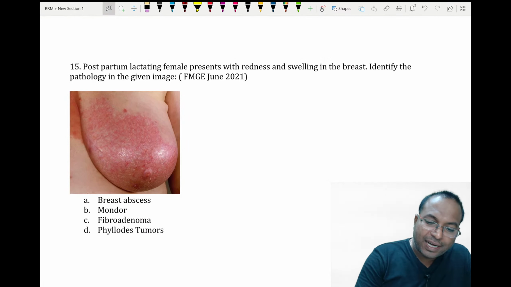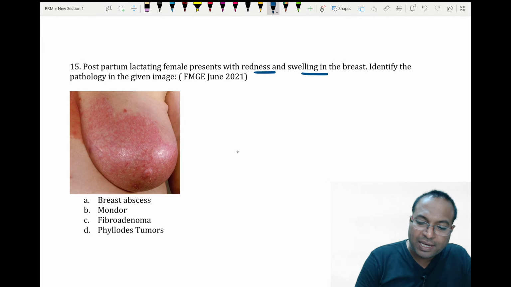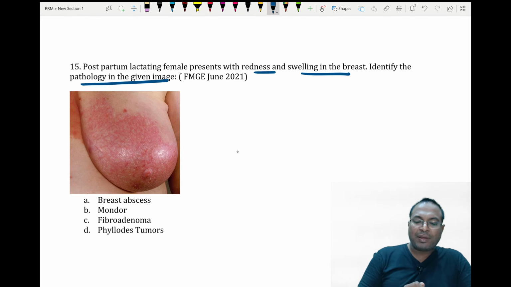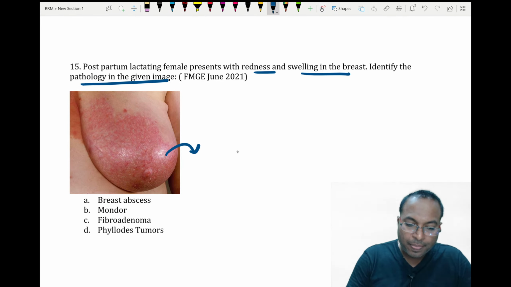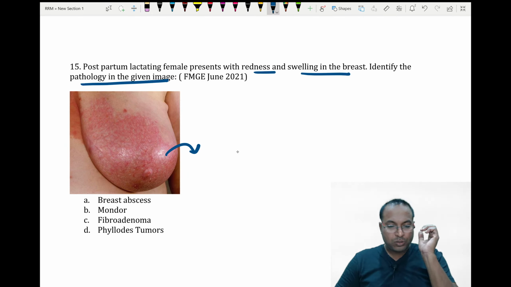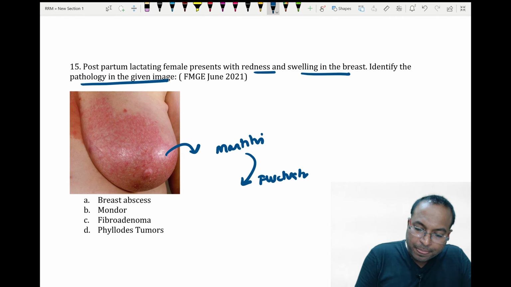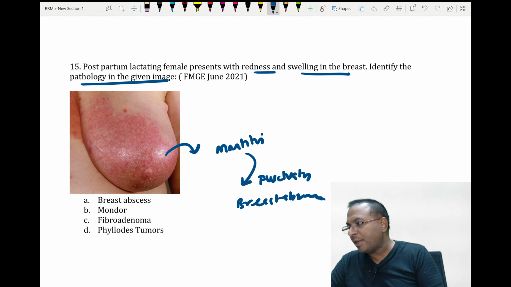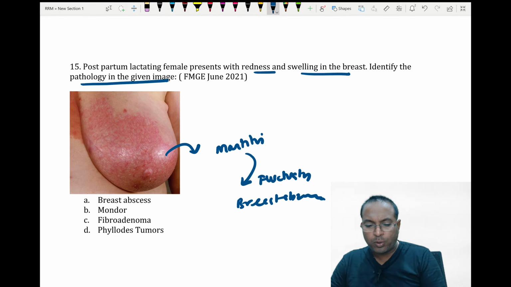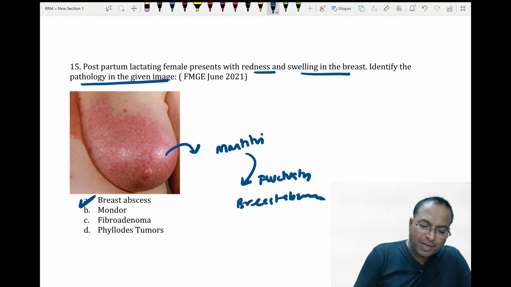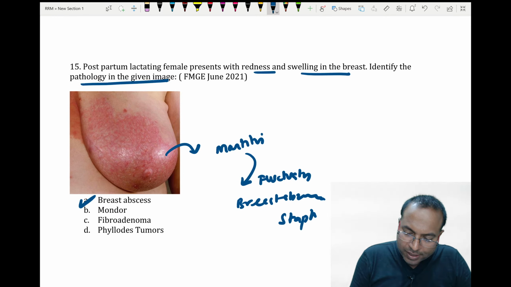So a postpartum lactating female presents with redness and swelling in the breast. Identify the pathology in the given image. So there is redness and swelling in the breast. This is a classical question of a lactating woman. It is mastitis. If mastitis produces fluctuation, that is known as breast abscess. So breast abscess is a favorite question for your exam. Breast cancer questions always come in the exam, so you should be thorough with the breast cancer concept, no doubt, and also breast abscess. This is a case of breast abscess caused by Staphylococcus.